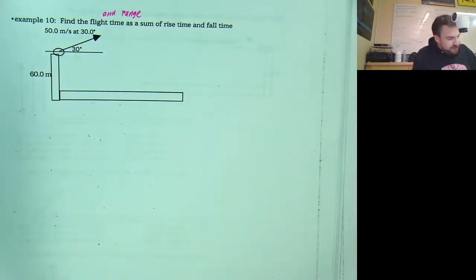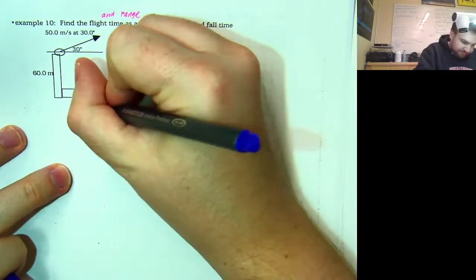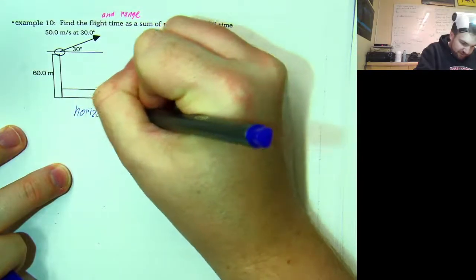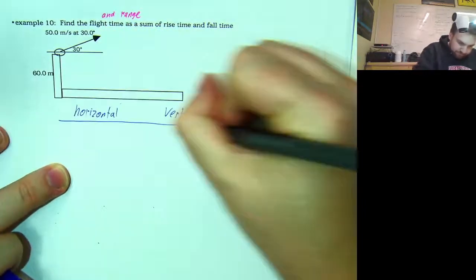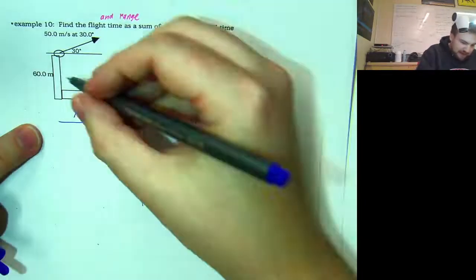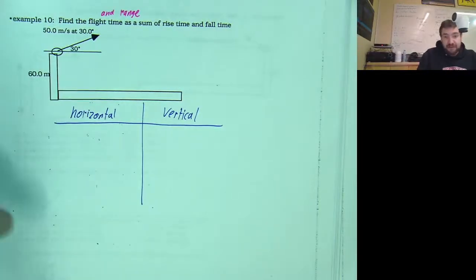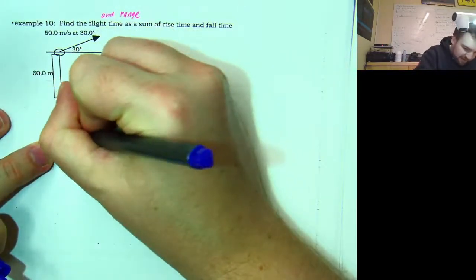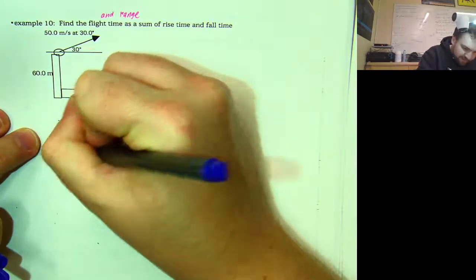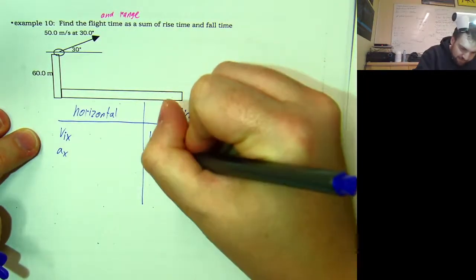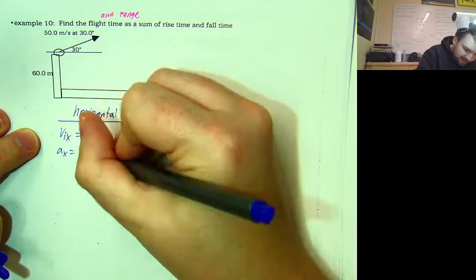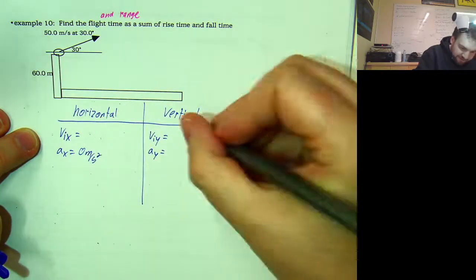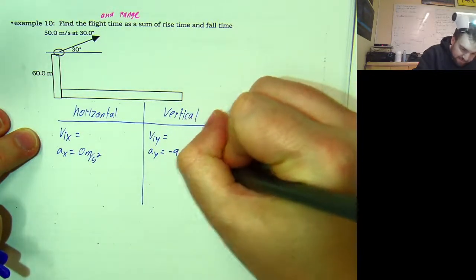So regardless of what strategy you choose to employ, we've got to break this thing up into horizontal and vertical components. So let's make the chart. Horizontal and vertical. Now we're making the chart ourselves, so I'm going to start adding some subscripts in here. I want VIX, I want AX, I want VIY, and I want AY. AX is always 0 meters per second squared. AY is always negative 9.8 meters per second squared.